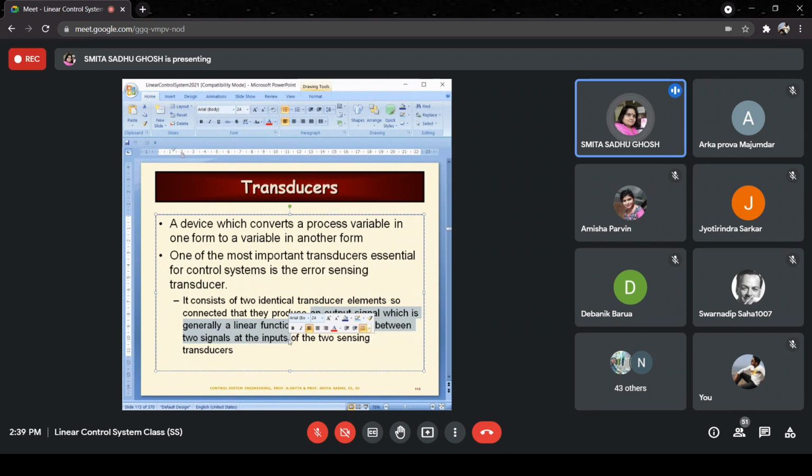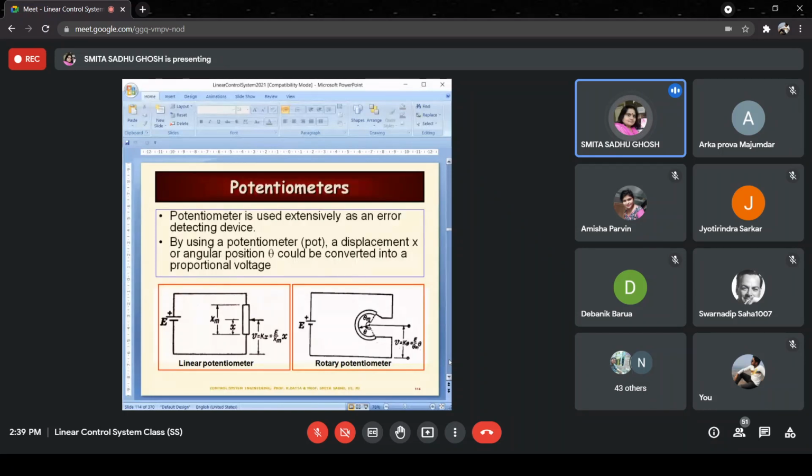But now we will see physically which components can act as such error sensing transducers. So first of all, we come to a component again with which you would be familiar, which is known as a potentiometer.